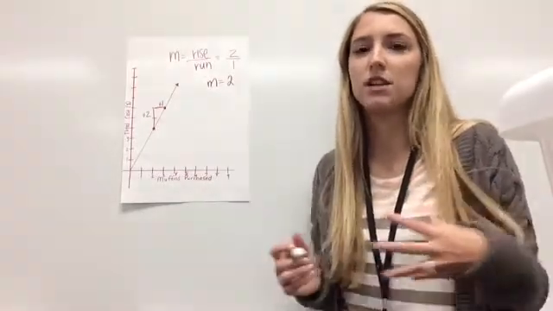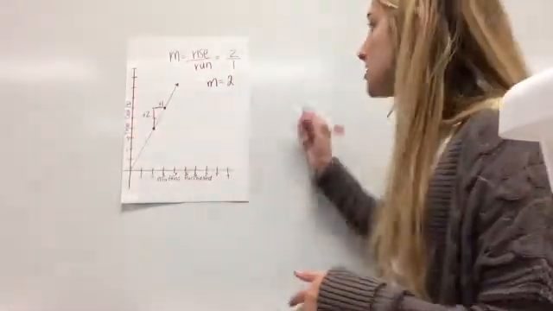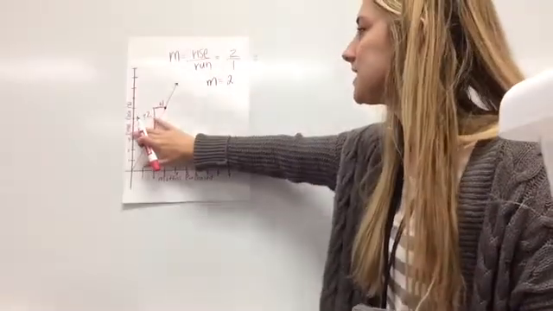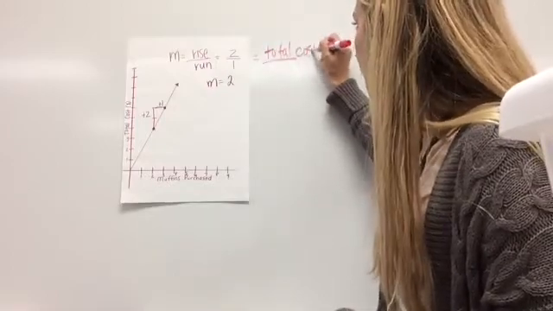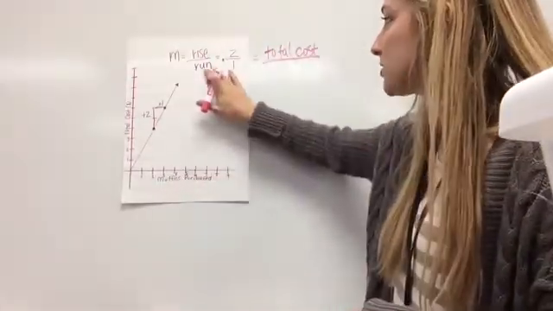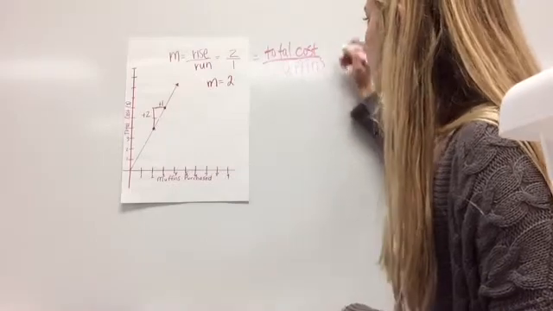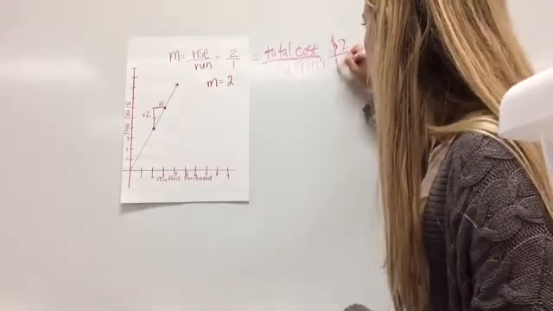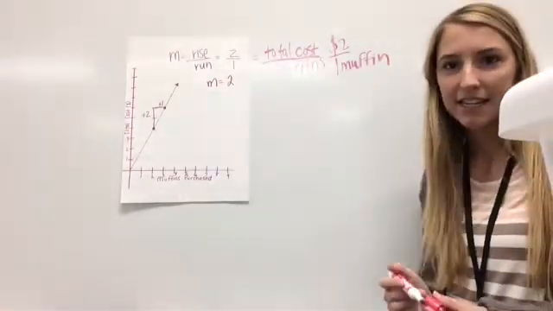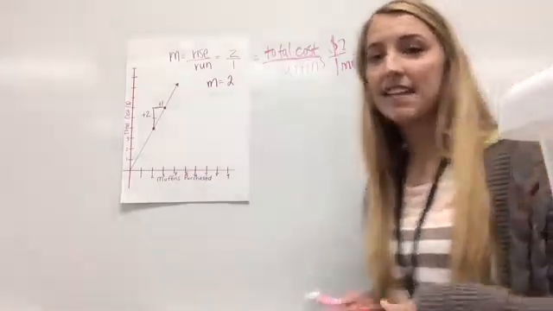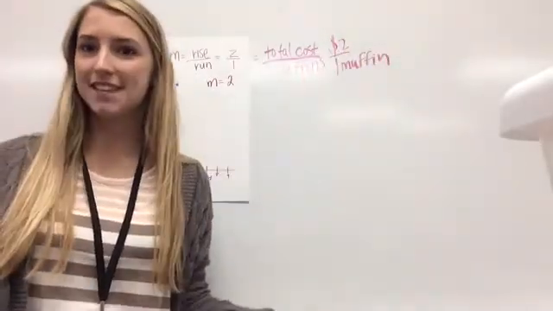What does this really mean? I know that the slope is 2, but how does that have to do with muffins purchased and the total cost? If I look at it, my y is the total cost, and my x, which is my run, is my muffins purchased. So if I have $2 over 1 muffin, what does that mean? Exactly, it's a unit rate. So for 1 muffin, we have to pay $2. That's what the slope is telling us.